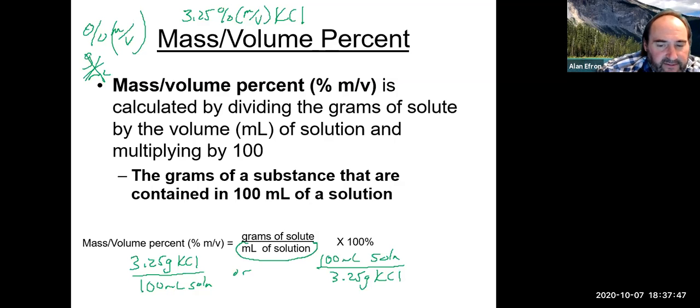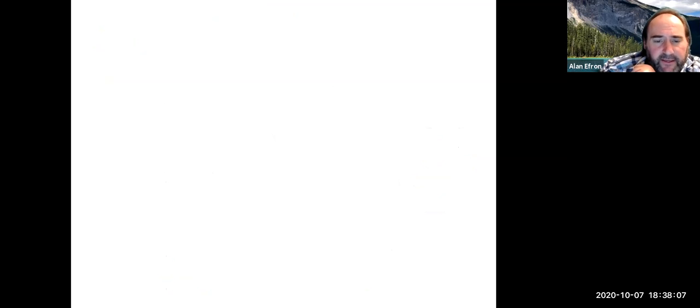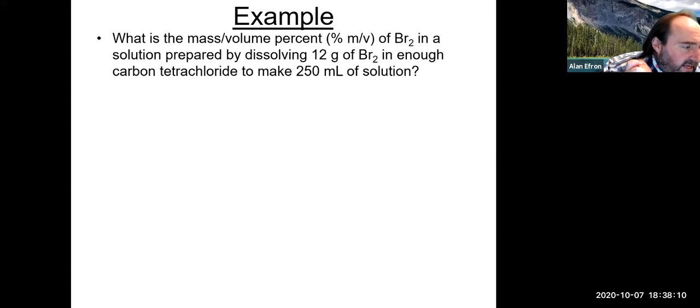Usually when we give the answer on this one, percent M/V is what we would usually give. Again, we usually won't leave the units like grams per milliliter. Not necessarily wrong in this case because they really won't cancel out, but usually it's given as a percentage type number. All right, so why don't you try one here? What is the mass to volume percent of Br2 in a solution that's prepared by dissolving 12 grams of Br2 in enough carbon tetrachloride to make 250 milliliters of solution?